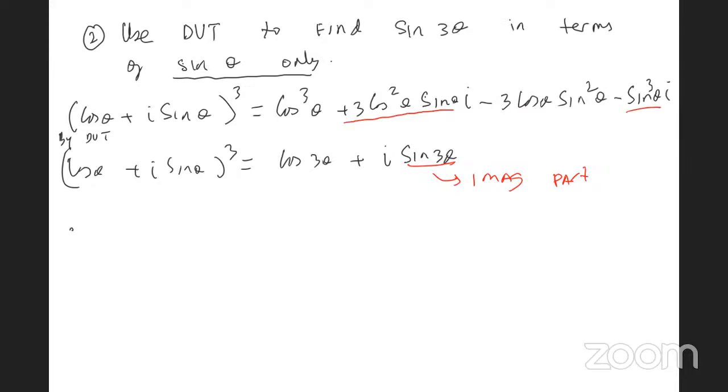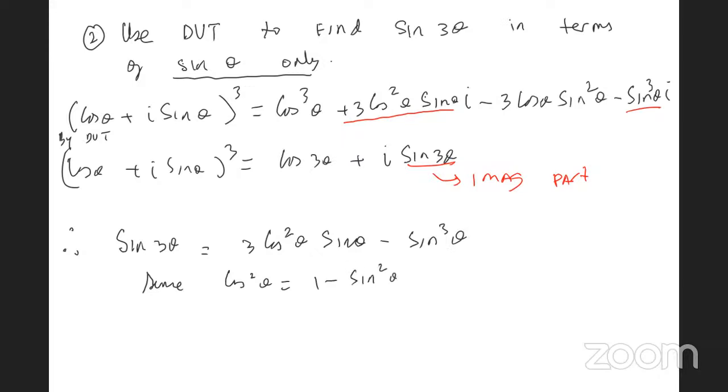So therefore, sine 3 theta is equal to 3 cos squared theta sine theta minus sine cubed theta. But the question asks in terms of sine alone. So going back to an easy identity that we should remember, cos squared theta is 1 minus sine squared theta. So it means that sine 3 theta is equal to 3 open brackets 1 minus sine squared theta times sine theta, minus sine cubed theta.